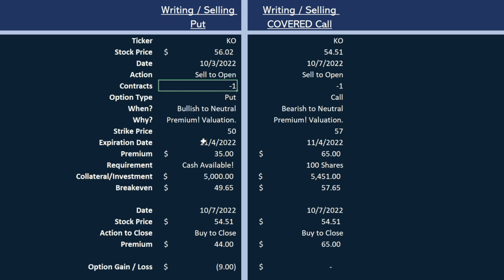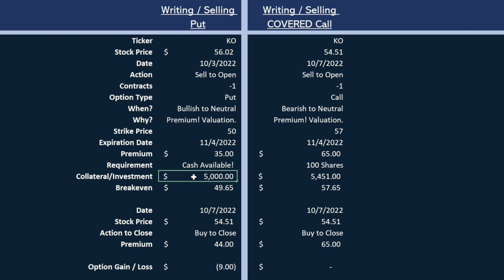So hopefully that kind of starts pulling all that information together from last week. Now the expiration date we picked was 11/4. And when we went to look at this, we were gonna collect just $35. So not a huge premium, but it puts some money in our pocket, right? And I also say, there's a requirement here. We have to have that cash available to make this purchase if it does get assigned to us. And that collateral or investment that we would need to make would be $5,000.